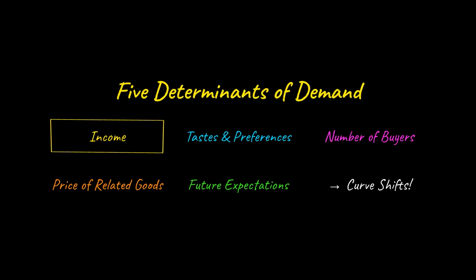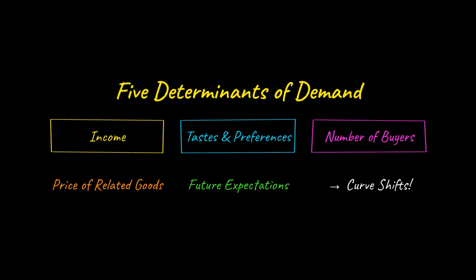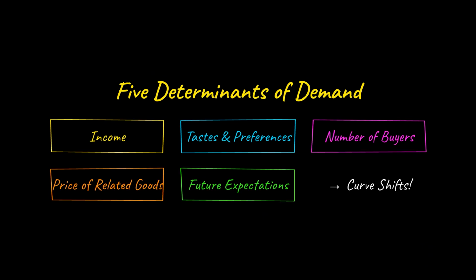5 forces can shift demand: income, tastes and preferences, the number of buyers in the market, the price of related goods, and expectations about the future. When any one of these changes, the whole curve moves, rightward if buyers want more, leftward if they want less.